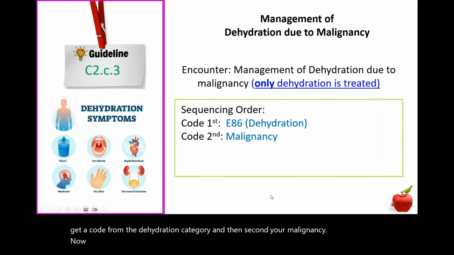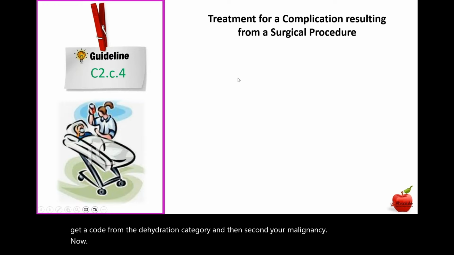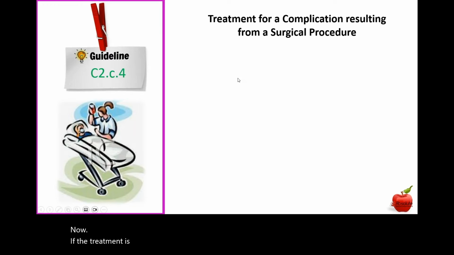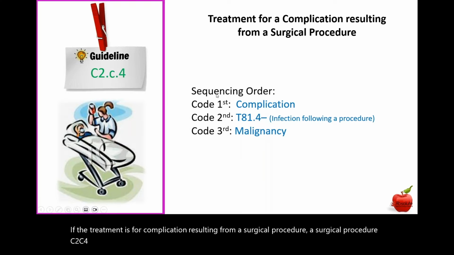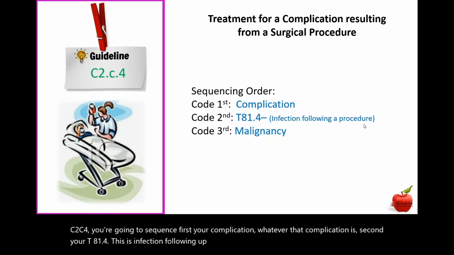Now, if the treatment is for a complication resulting from a surgical procedure, C2.C4, you're going to sequence first your complication, whatever that complication is. Second, your T81.4, this is infection following a procedure if it's applicable. And third, your malignancy.